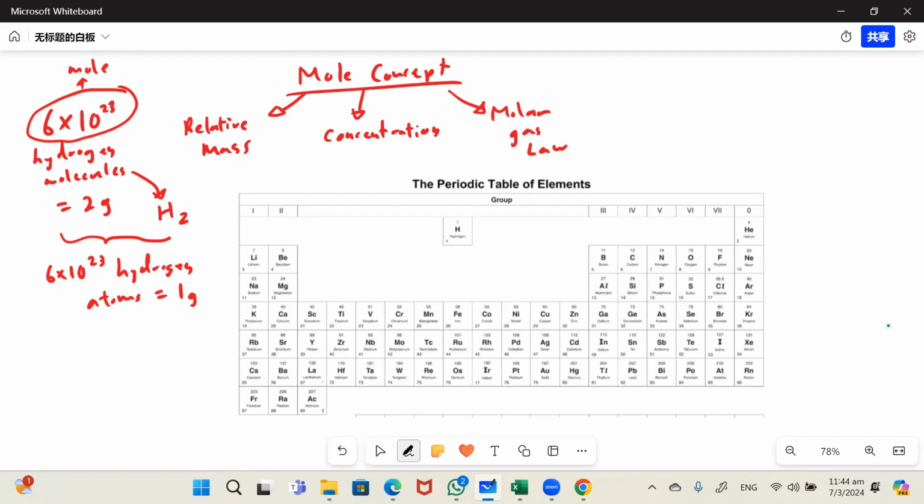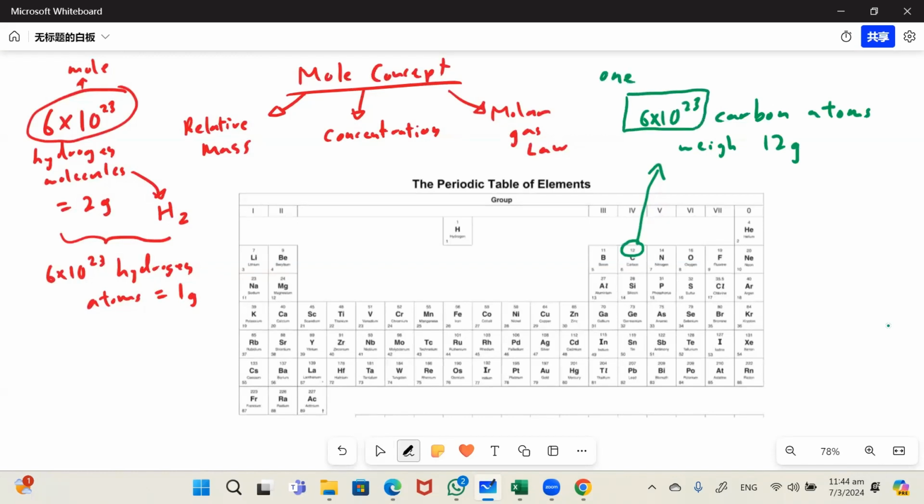Look at all the mass numbers. What does this 12 mean? This 12 means 6 times 10 to the power of 23 carbon atoms weigh 12 grams. But this is a big mouthful, so we replace it with 1 mole of carbon atoms, 12 grams. 1 mole of iron atoms, 56 grams.